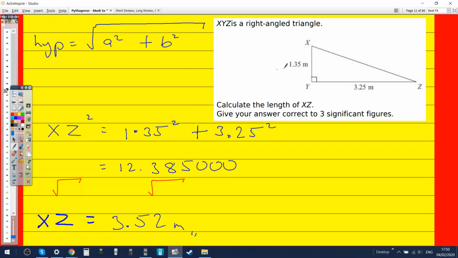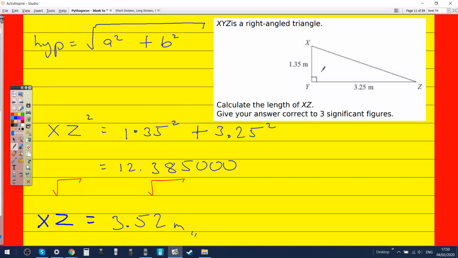So this one we didn't know what the hypotenuse was. That was the mystery number, and so we had to use the plus type. When do we use the minus type? When you know the hypotenuse. Correct, and you want to get one of the other two sides.